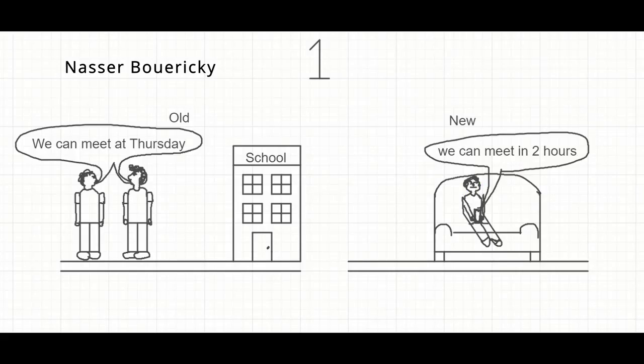Hello, my name is Nasser Bouericky, and I'm here to explain the difference between old and new traditions. For our first example, we have communication. In the old generations, they used to meet up in school so they could decide where to meet up and at what time. But in the new generations, you can contact each other on the phone, so you can set up to meet your friend.